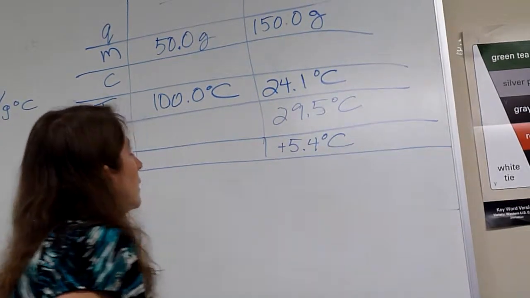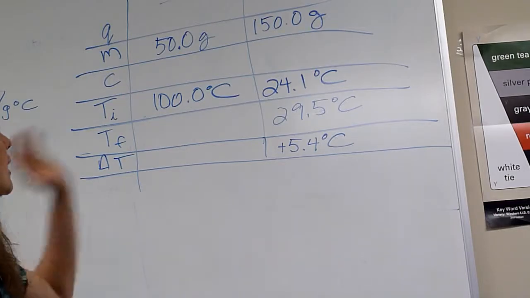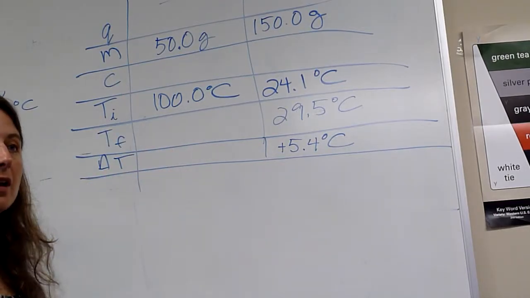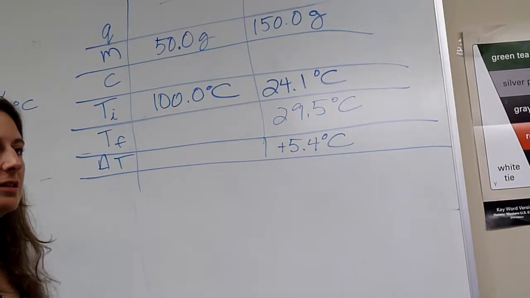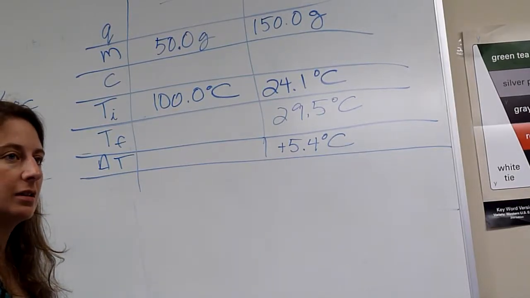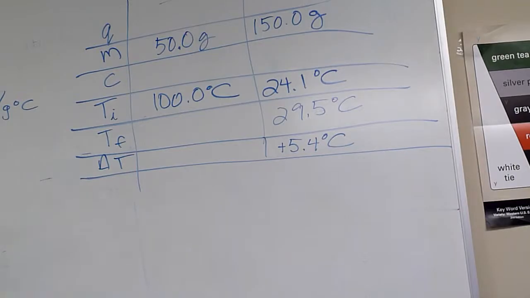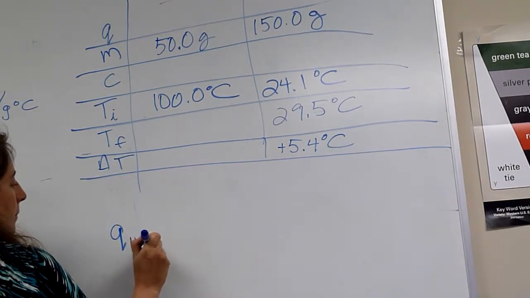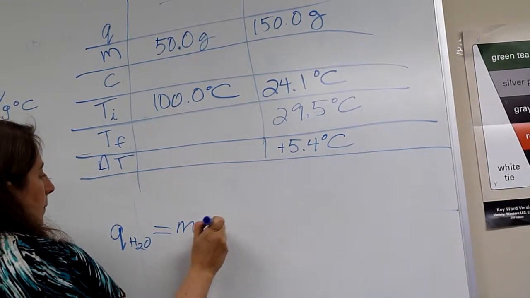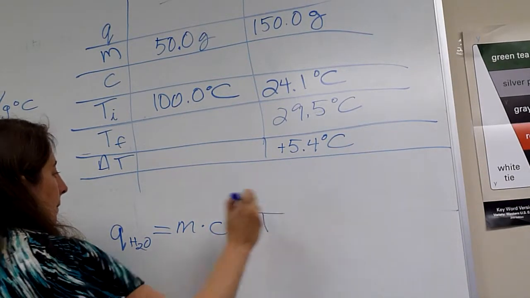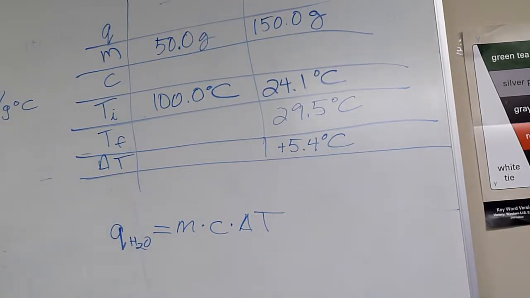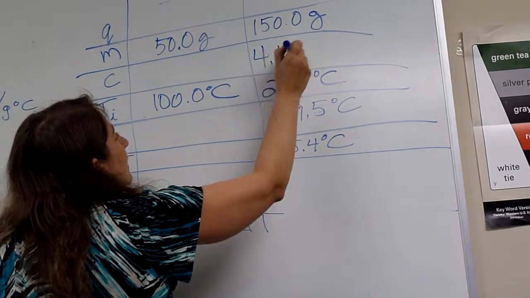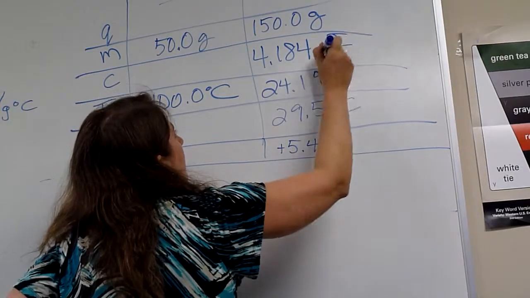All right. Now, I still don't know enough about any one thing to go anywhere with that. So what can I plug into the chart that I do know that I haven't filled in yet? We can find the heat of the water. Okay, so how do I do that? We multiply the mass times specific heat times change in temperature. We know the specific heat is 4.184 joules per gram Celsius.